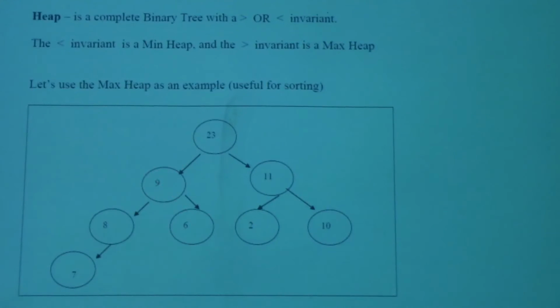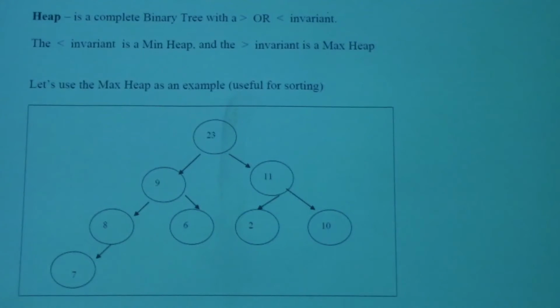So the heap has this max or min invariant, but it doesn't care which way the children go, as long as they are following the invariant. Okay. Now this max heap is an example which is going to be useful for sorting. The reason it's useful for sorting is that if I wanted to sort this heap, I would have access to one very important value.